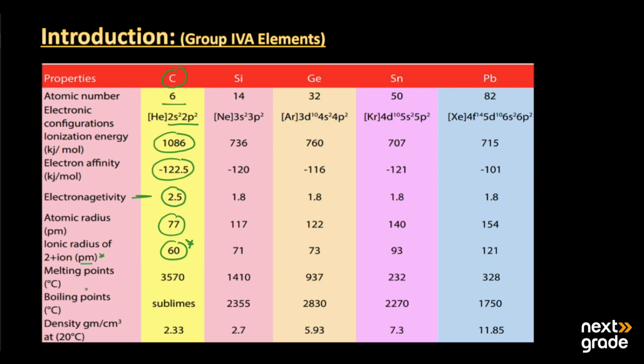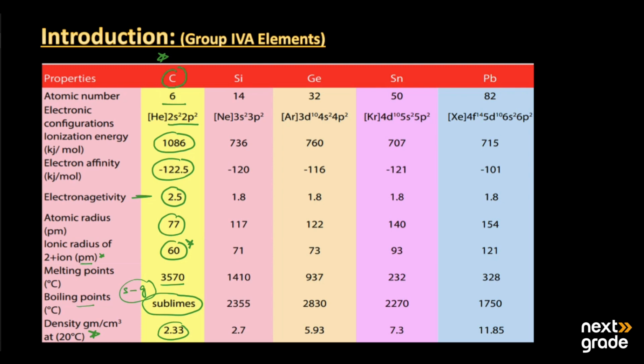The melting point in degrees Celsius is 3570. For the boiling point, it can sublime, meaning the solid changes directly into the gas phase. Its density is 2.33 grams per cubic centimeter at 20 degrees Celsius. So carbon is the first element of group 4A.